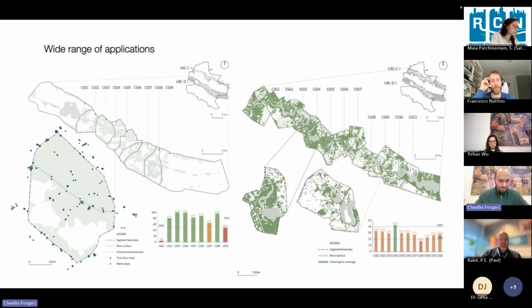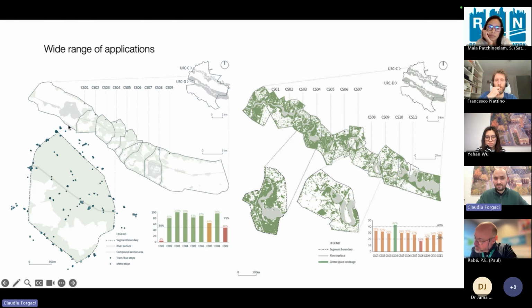Delineation can serve multiple different applications, as I mentioned already. So what you see here is two examples which are more of quantitative kind. On the left, you see a segmentation of the corridor of the same river in Bucharest, and an analysis of public transport coverage on corridor and segment levels. So here you see the corridor level analysis, and here you see a segment level analysis.